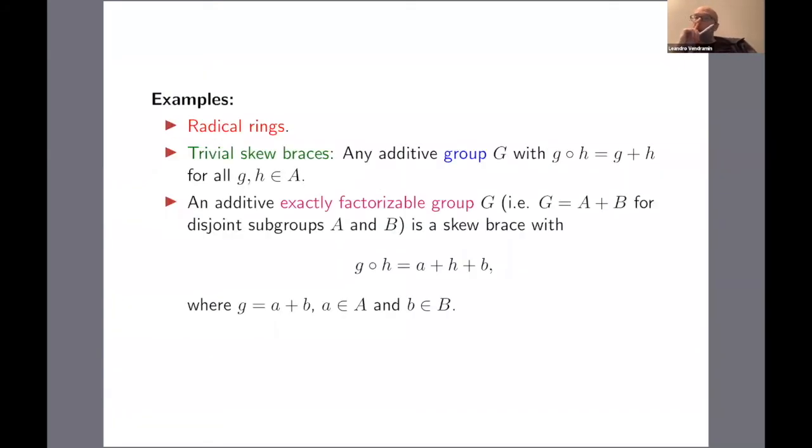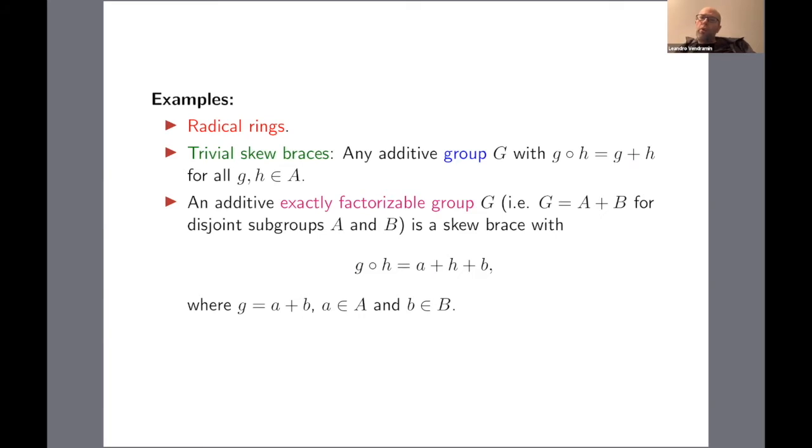Okay, examples of braces, because of course you need examples, right? So the first example, or the first family of examples, is radical rings. I mean, it's quite interesting, right? Because radical rings are examples of skew braces. So the theory is non-empty and quite interesting, at least from a ring theoretical point of view.